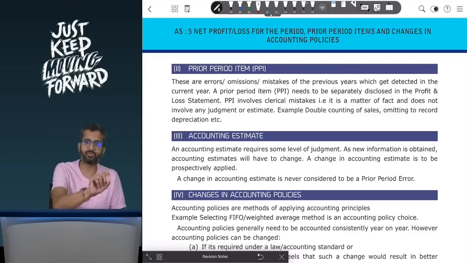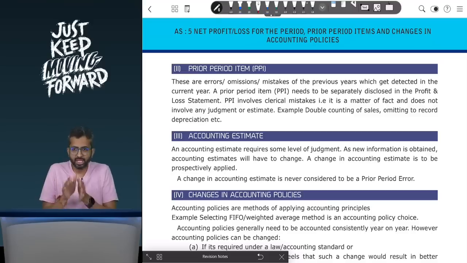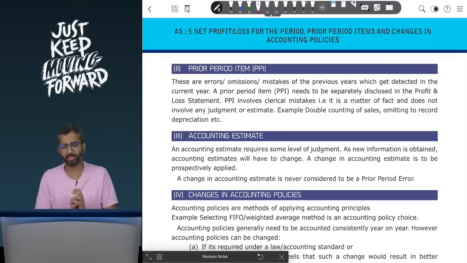Now those accounts have been finalized. You can't go back and change those accounts, and hence now that it is detected, better late than never. And as a result, you will record it in the current year. However, if you record it in the current year, it does not pertain to sales of the current year, and hence you will separately disclose this as a prior period item, PPI.